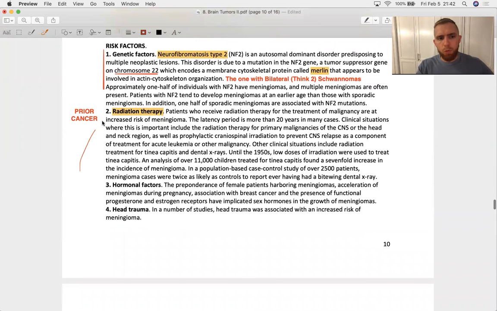Now, radiation therapy for a prior cancer is a big risk factor for the development of a meningioma. Maybe you had a thymoma or a thyroid cancer or a lymphoma, and they zapped you with some radiation, and then eventually you developed a meningioma years later. That's usually how it'll go.